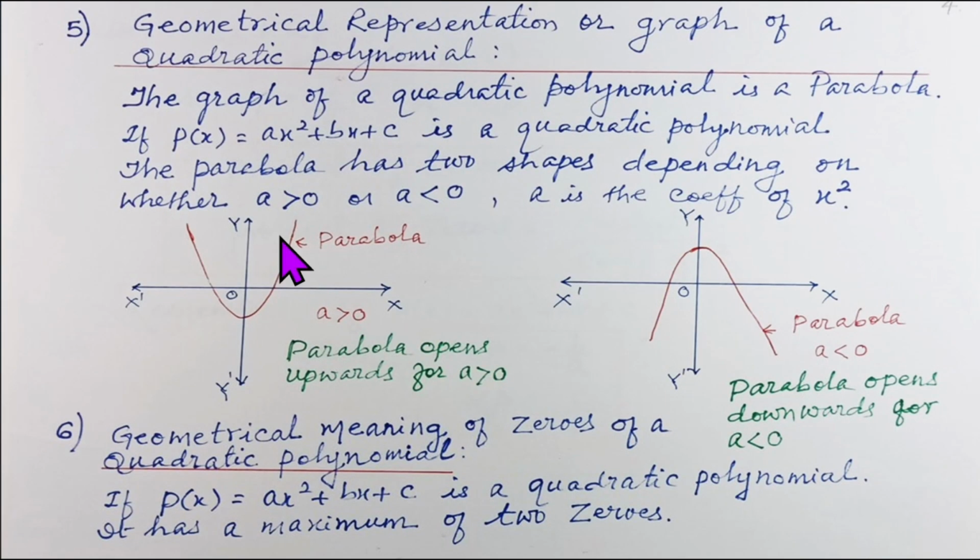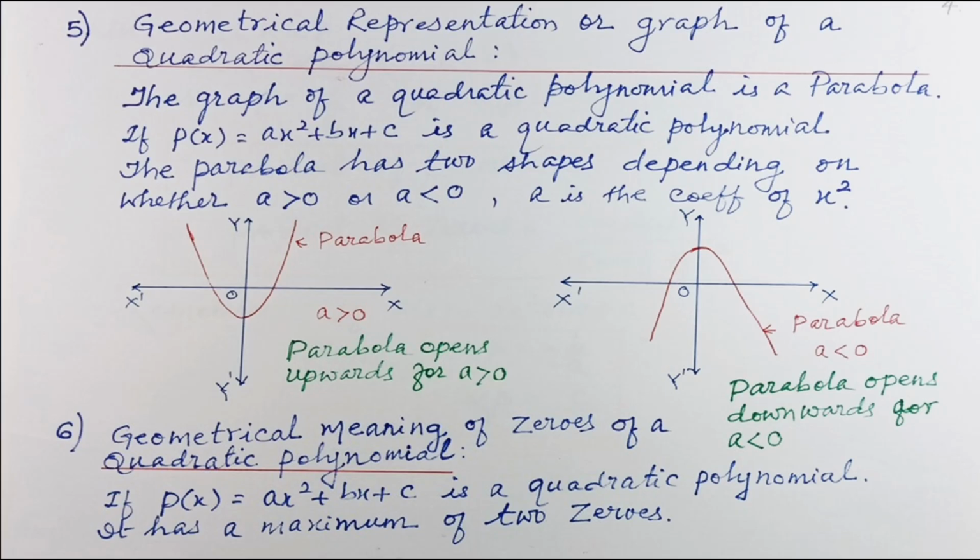Please remember that. Now, the next important study is the geometrical representation or graph of a quadratic polynomial. Again, I will repeat, geometrical representation or graph of a quadratic polynomial. The graph of a quadratic polynomial is a very important graph known as a parabola. So, the graph of a quadratic polynomial is a parabola.